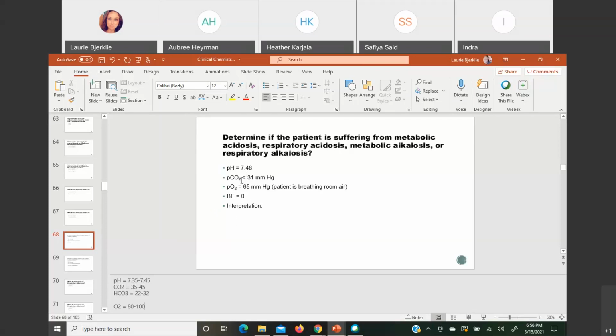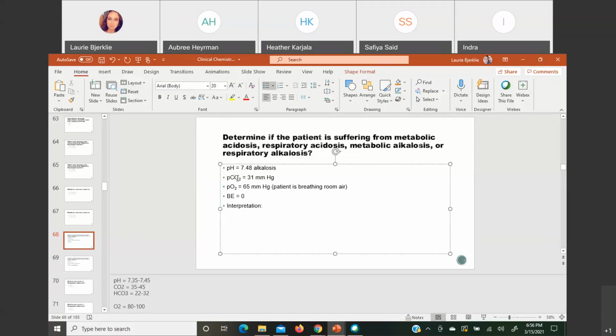Now they gave you the CO2, they gave you oxygen, they gave you what we call base excess. They didn't give us a bicarb, but base excess represents base. It represents the bicarb in this case, which is neutral. Here we already see that our oxygen is low at 65 on room air. So we pretty much know it's a respiratory issue. We know that the pH was alkalosis, so I'm going to write that beside it because it was high.